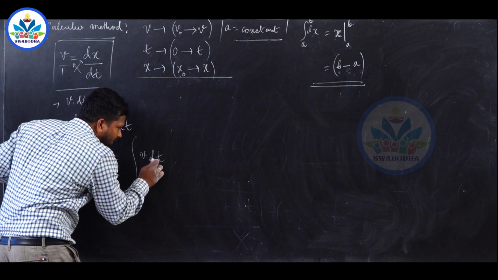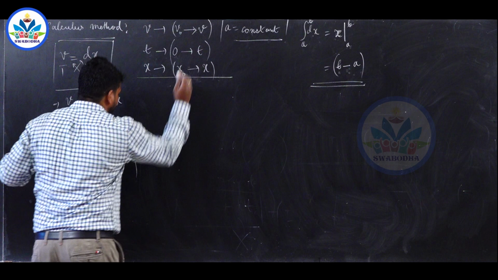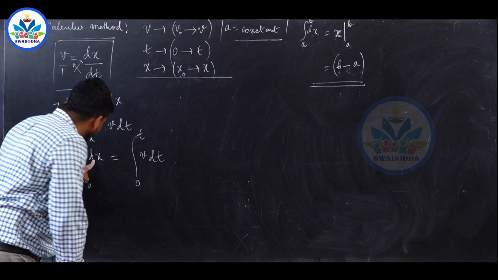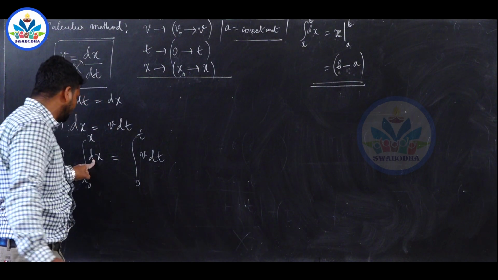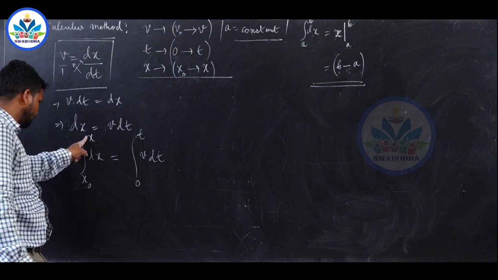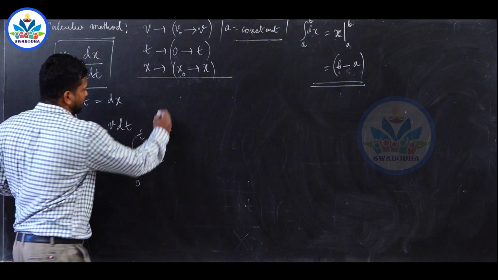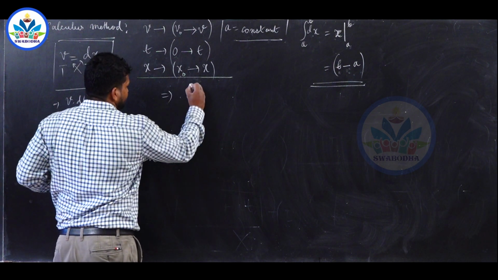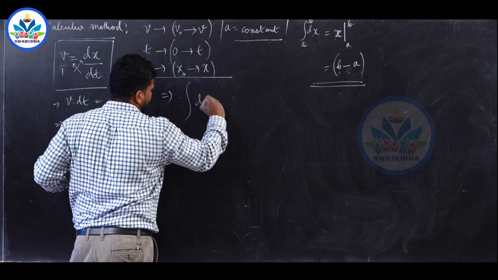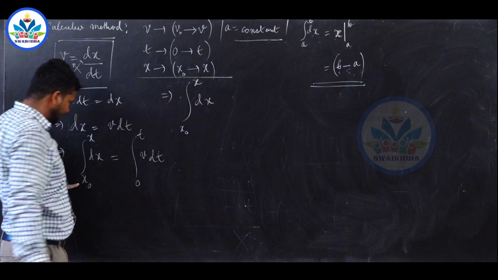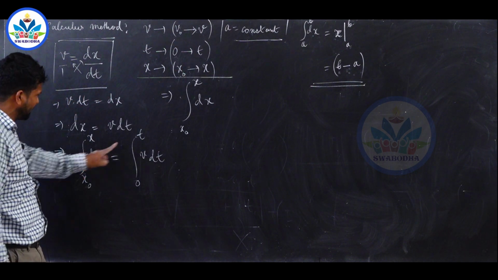You are integrating with respect to t. Therefore, give the limits of t, 0 to t. Right? Integration with respect to x, therefore x limits, x naught to x. Here integration with respect to t, t limits. Fine. Next step, I will write here. Integration of dx between the limits x naught to x, correct? Integration of dx between the limits, same step.